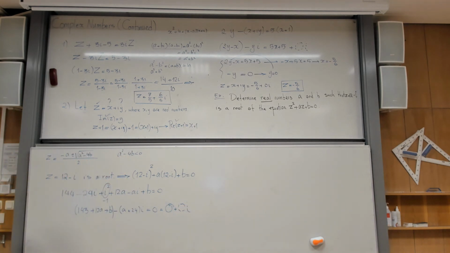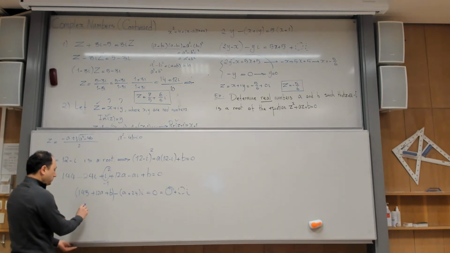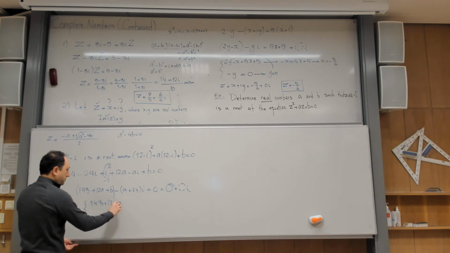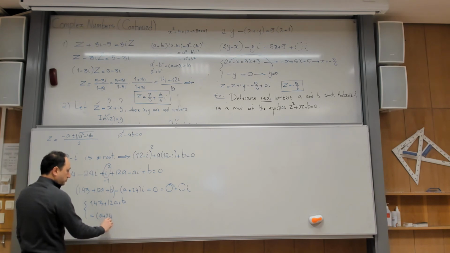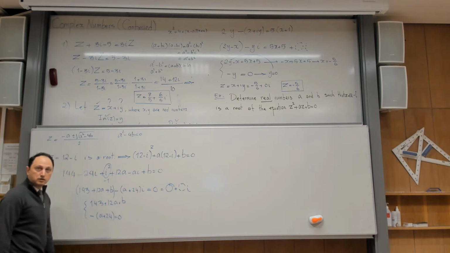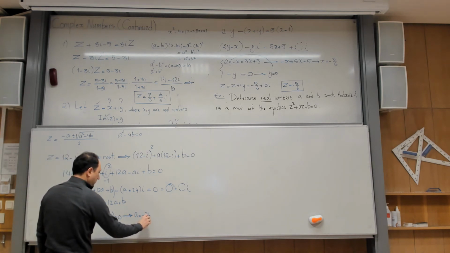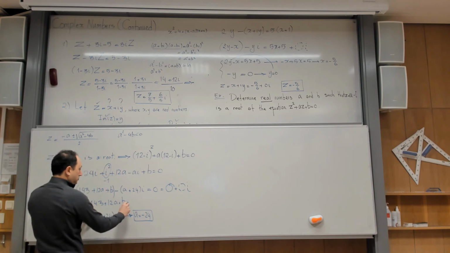So 0 means 0 plus 0i. And then I have a complex number equals to 0 plus 0i. So this implies that the real parts should match, and the imaginary parts should also match. But this is easy. a is minus 24. And then I put it here. Oh, sorry. This should be also 0.